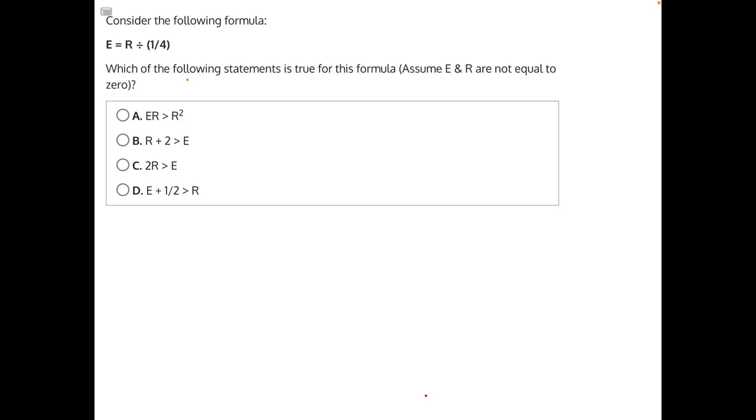Consider the following formula. Which of the following statements is true for this formula, assuming E and R are not equal to 0? To solve this question, we would need to isolate one of our variables on one side of the equal sign, which is already done for us.